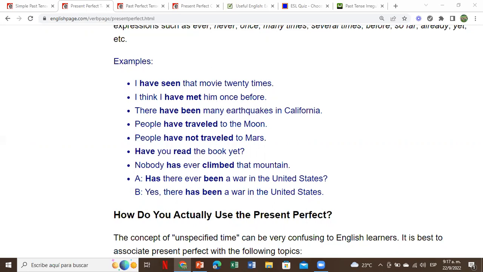Give me an adverb of time. Last year. Okay. Look at the Zoom chat. He has bought a car. Thank you, Angel. He has bought a car last year.